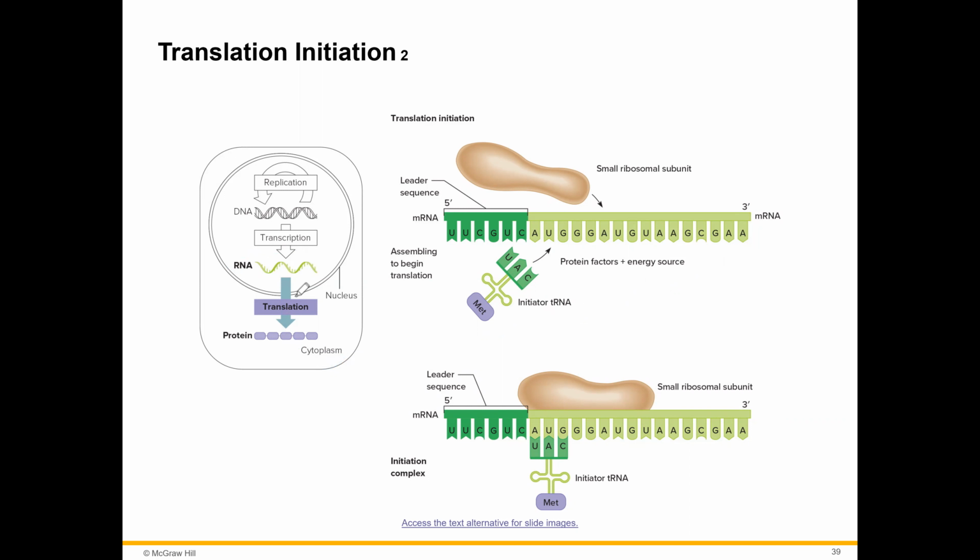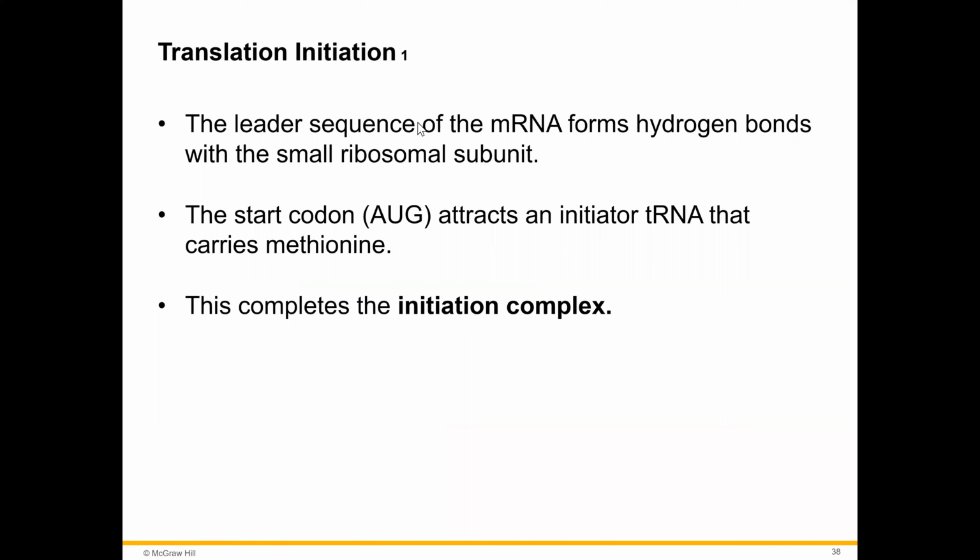Now, translation also has initiation, elongation, and termination. Let's look at the initiation of translation. The leader sequence of the mRNA forms hydrogen bonds with a small ribosomal subunit. So messenger RNA forms a bond with the ribosome, but first with a small ribosomal subunit. Then the start codon, that is AUG, attracts the initiator tRNA that carries methionine. And this completes the initiation complex.